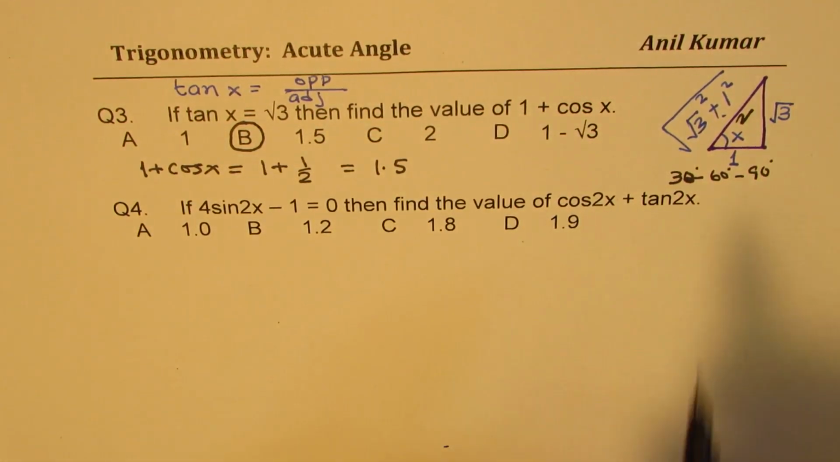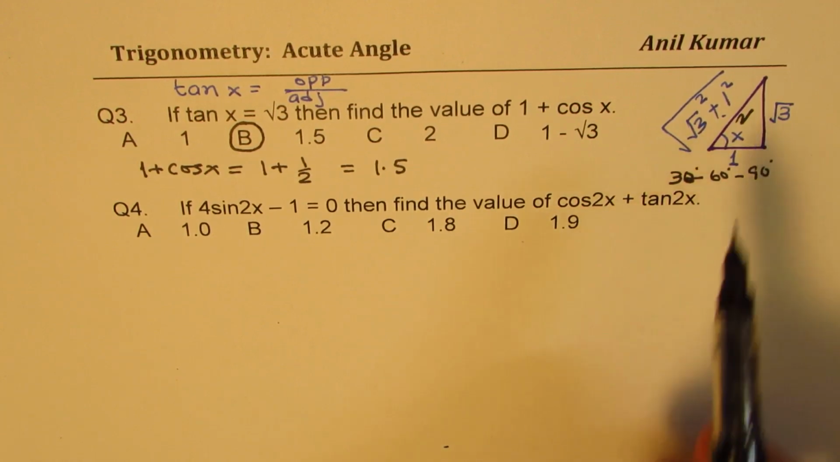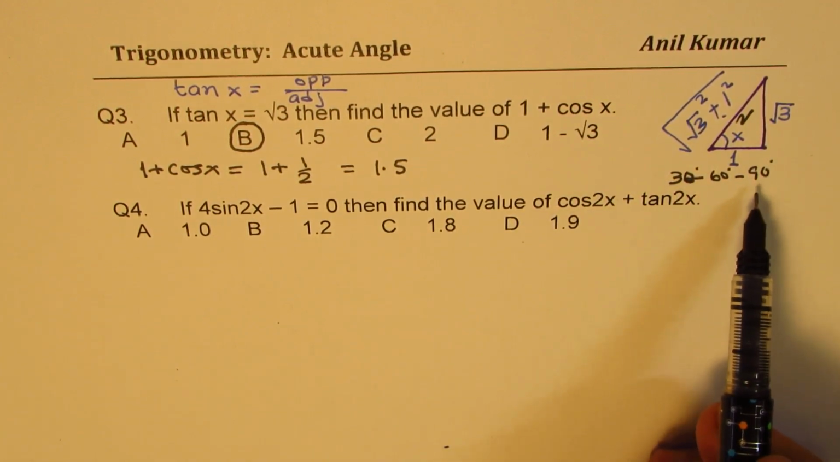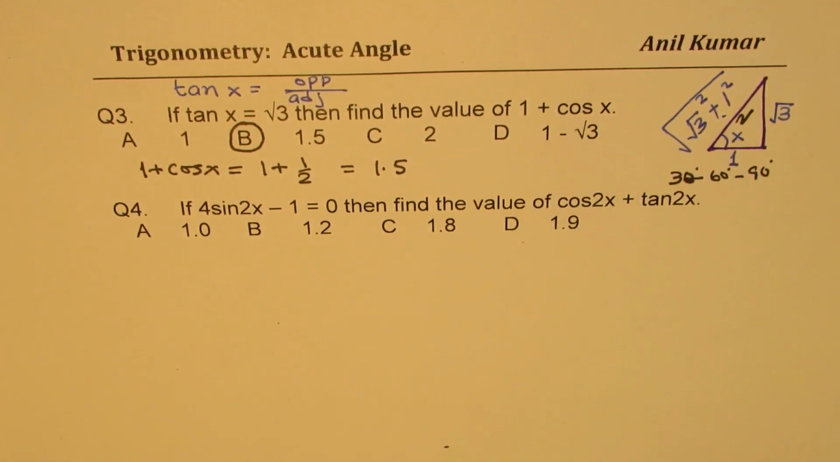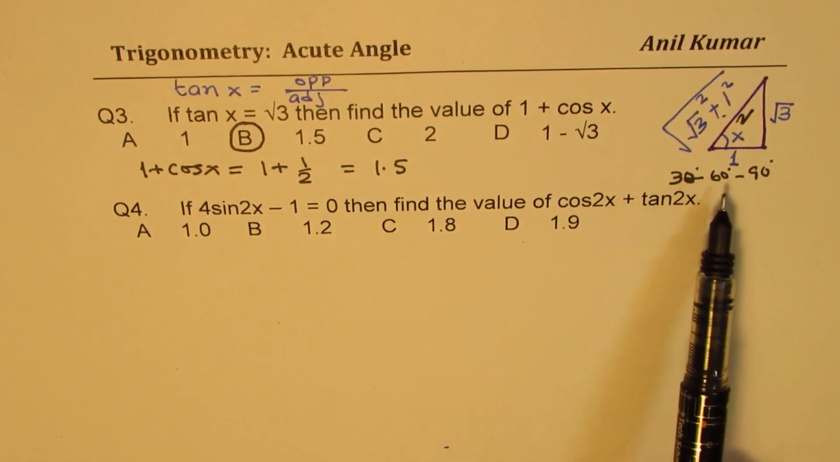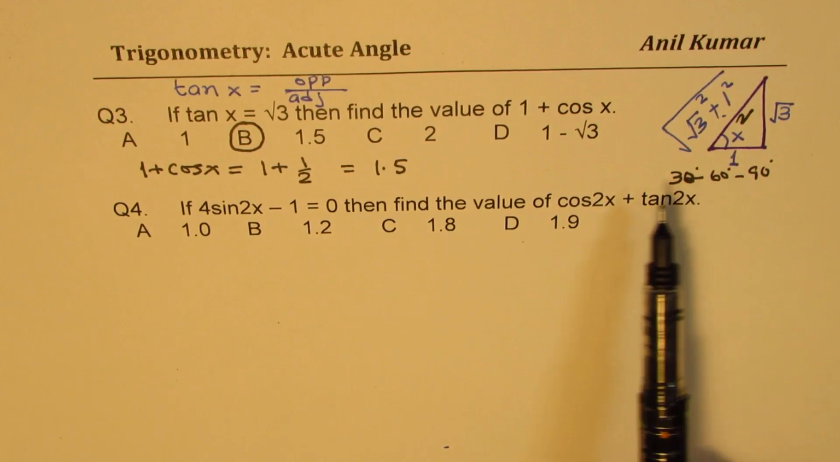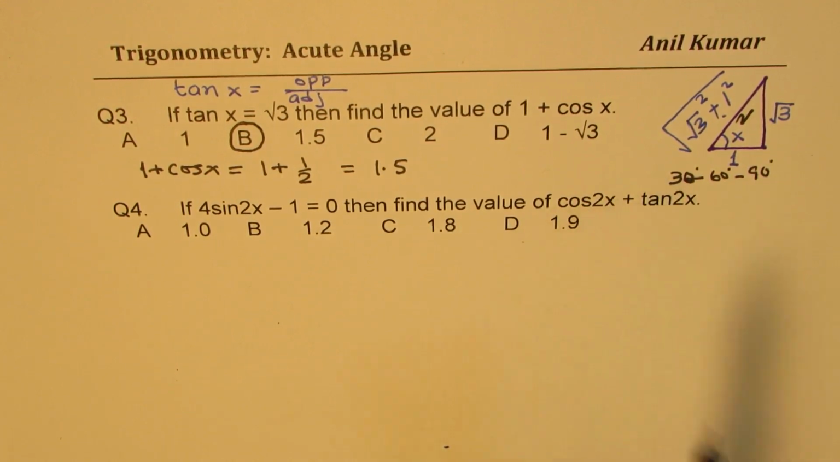Do you get it? Again, you could use this special triangle 30, 60, 90 to answer such questions. So many times in your test papers, you'll be working with 30, 60, 90 triangle or 45, 45, 90 triangle as we did earlier. Now question number 4 is slightly difficult.